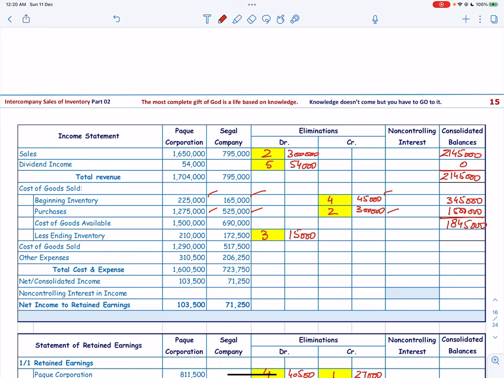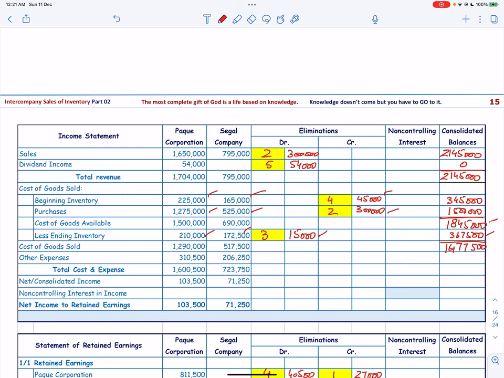Then we have the ending inventory, and note that in the income statement ending inventory is subtracted. So P company 210 plus 172 minus the debit of 15,000, that gives us 367,500. So next we can calculate the cost of goods sold or goods available for sale, that is 1,845,000 minus the ending inventory of 367,500, that is 1,477,500.